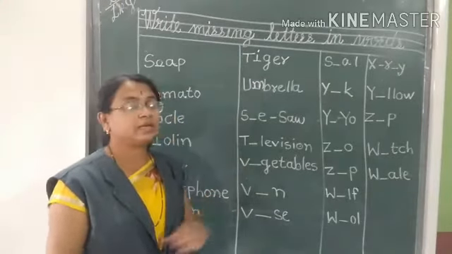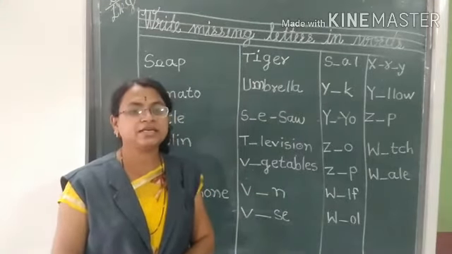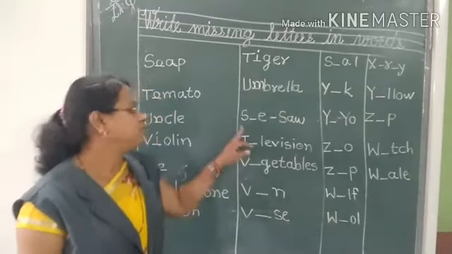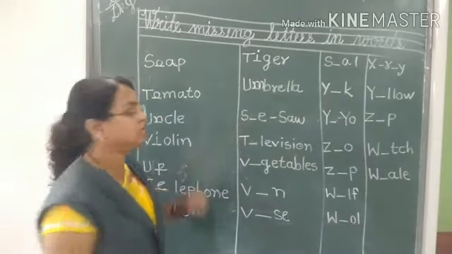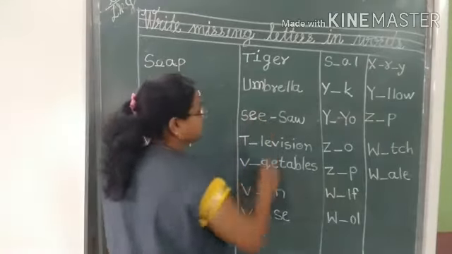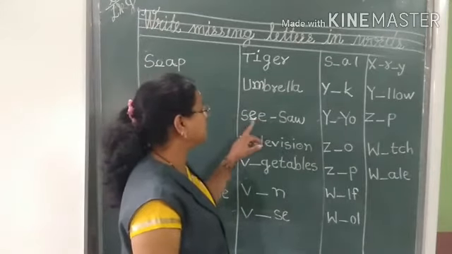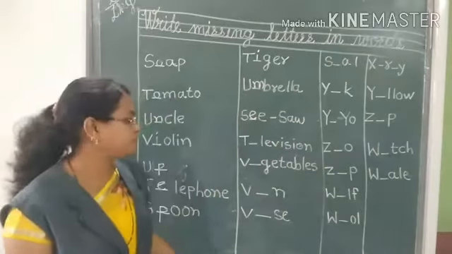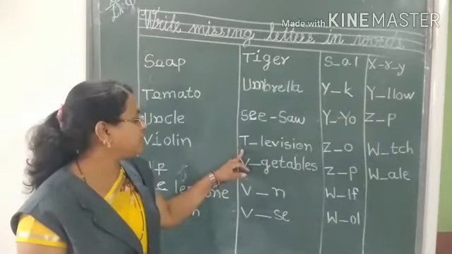Seesaw. So tell me the seesaw spelling. S E E S A W, seesaw. Which letter is missing after S letter? E letter. Again the spelling. S E E S A W, seesaw. Next, read the next words.